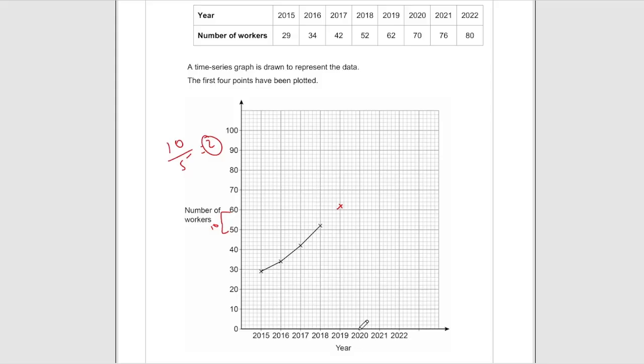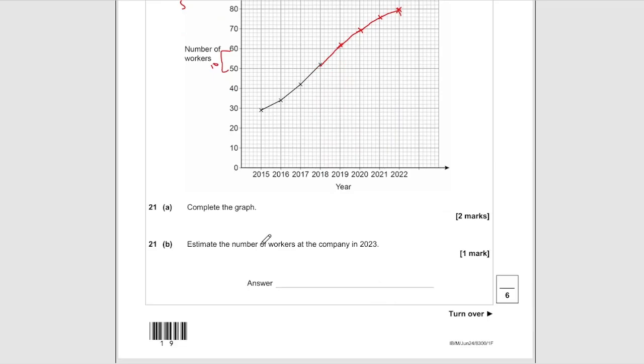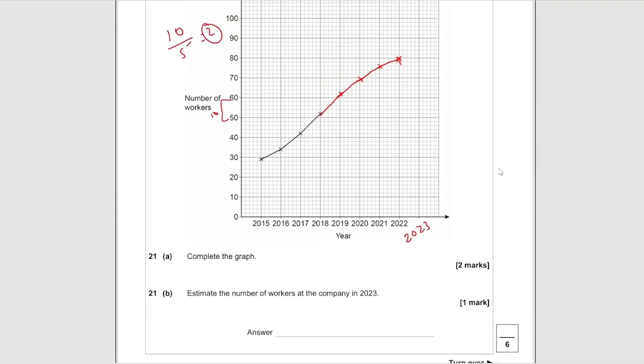The next one is 2020, is going to give me 70. The next one is 2021, 76, so 70, 2, 4, 6, and then 80 for 2022. Okay, now what we have to do is make sure we're connecting the dots on that. Okay, that's the graph done. Second part, estimate the number of workers at the company in 2023. So this next one, 2023, we've got to think, what is the actual trend of the graph? What's happening to it? Well, it's constantly going up.